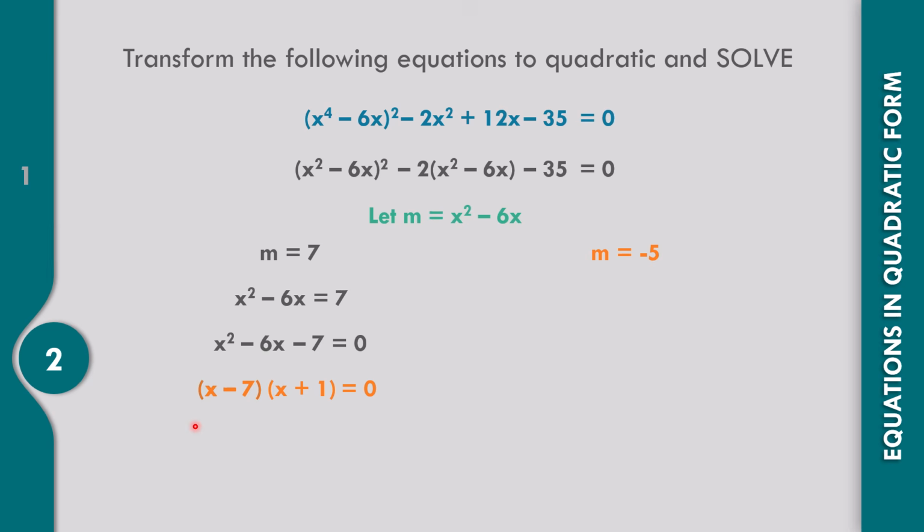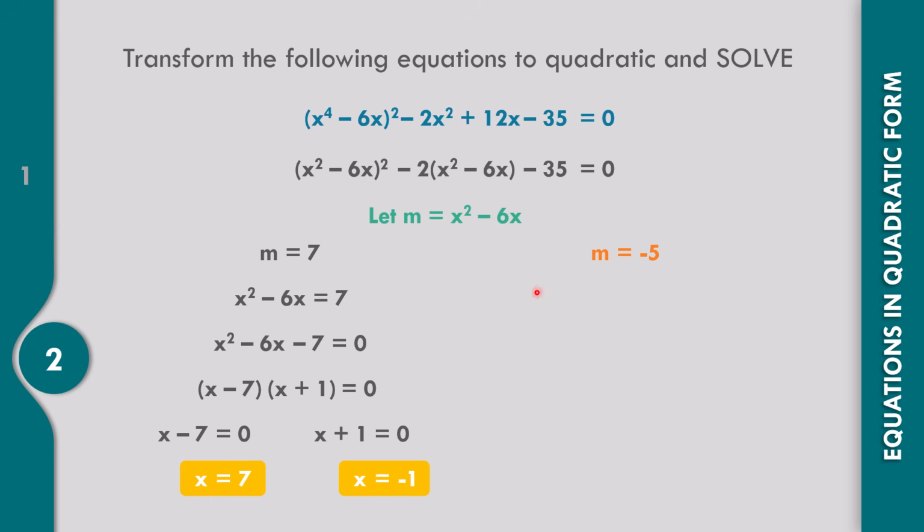So it means the two values of x: x minus 7 equals 0. So x, negative 7 going to the right side, becomes positive 7. Second one, x plus 1 equals 0. So it means x, positive 1 going to the right side, becomes negative 1. So we have the first two values, that is 7 and negative 1.